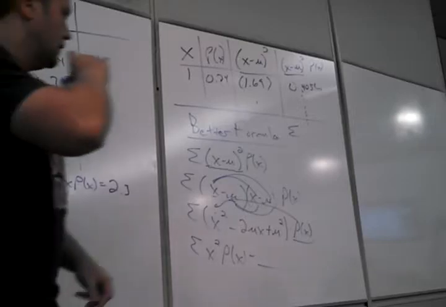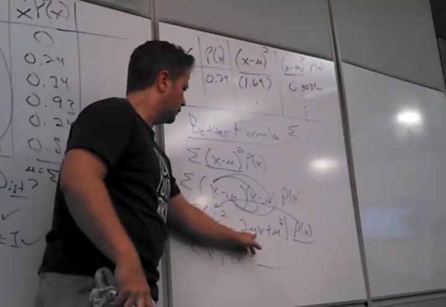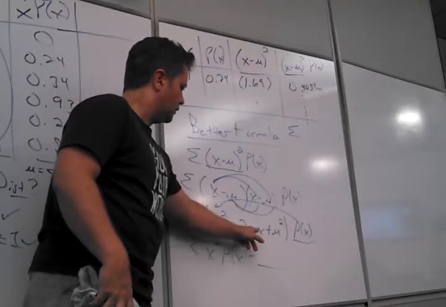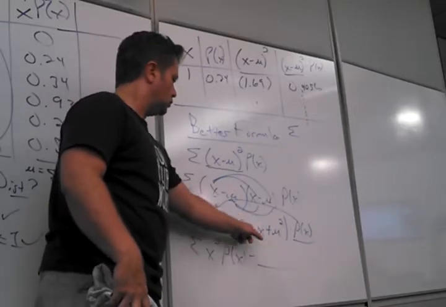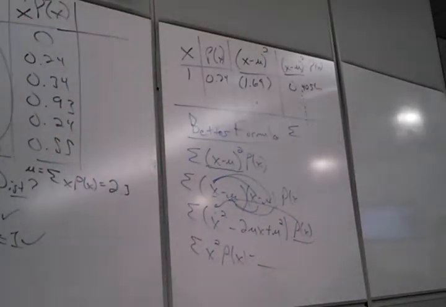All right. And recalling that the mean is the sum of x p of x, you can do a lot more simplifications. There's a lot more steps here. So here's what ends up happening.